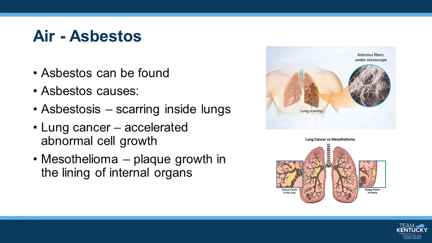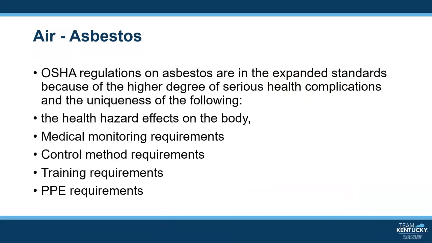Asbestos exposure could cause asbestosis, which is scarring inside the lungs. It could cause lung cancer, which is accelerated abnormal cell growth, or it could cause mesothelioma, which is a plaque growth in the lining of internal organs. OSHA has regulations on asbestos in the expanded standards because of the higher degree and serious health complications and the uniqueness of the following: the health hazards, how they affect the body.